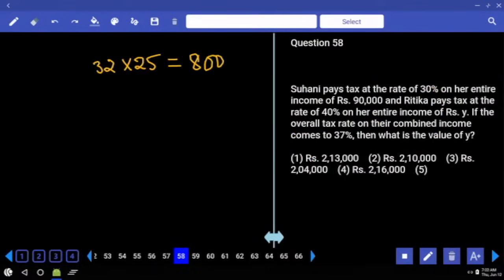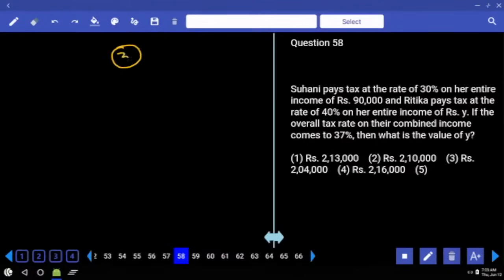Suhani pays tax at the rate of 30% on her entire income of 90,000. Ritika pays tax at the rate of 40% on her entire income of Y. If the overall tax rate on their combined income comes to 37%, what is the value of Y?